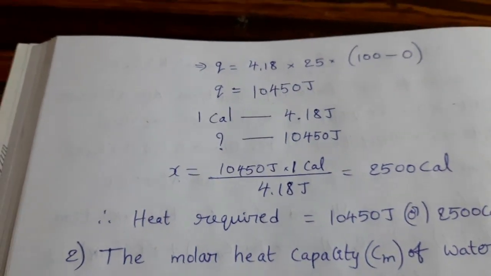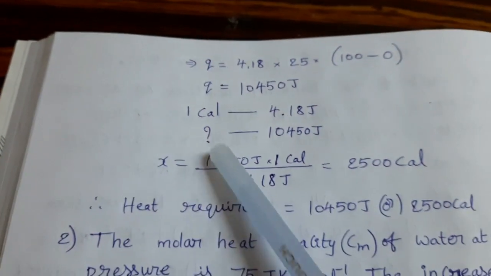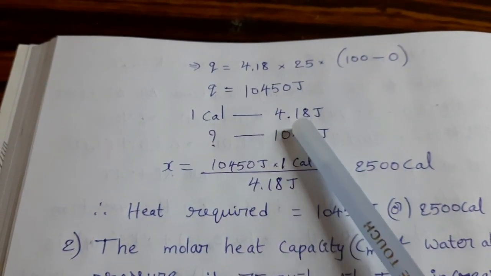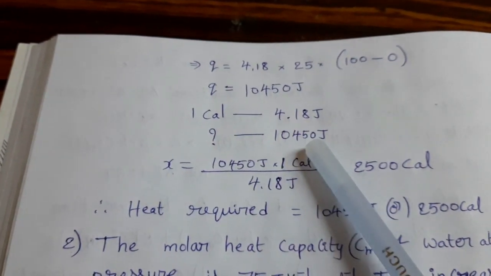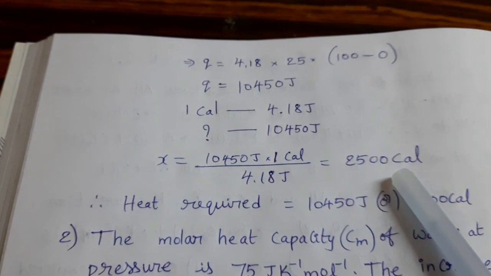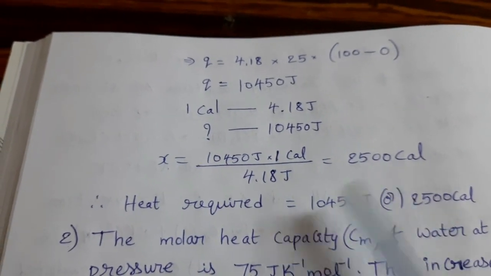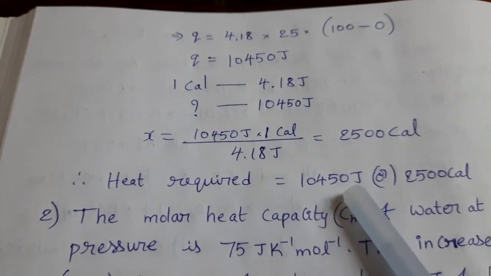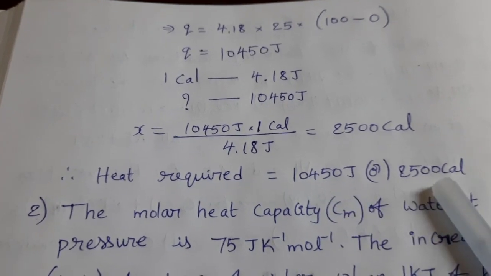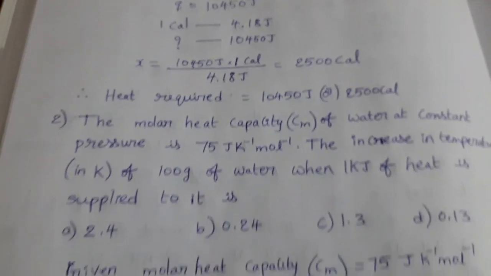Here in terms of calories also we need. For that, 1 calorie equal to 4.18 joules. So these many joules, how many calories? This one, 2,500 calories. So heat required equal to 10,450 joules or 2,500 calories.